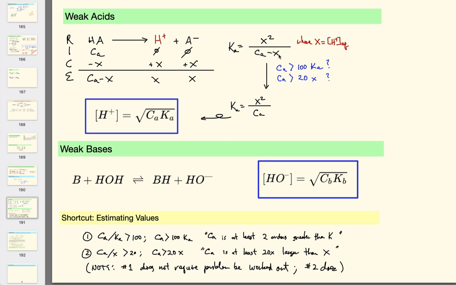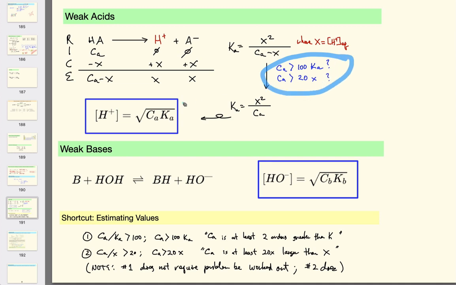So, in the spirit of being okay to be within only 5% or 10% of the correct value, we're just going to forget this because it's small. Our equation now reduces to this. Equilibrium constant is equal to x squared divided by Ca. I'm going to rearrange that and come up with this. H plus is now equal to the square root of Ca Ka. This is true for every weak acid for which you're allowed to make the assumption.